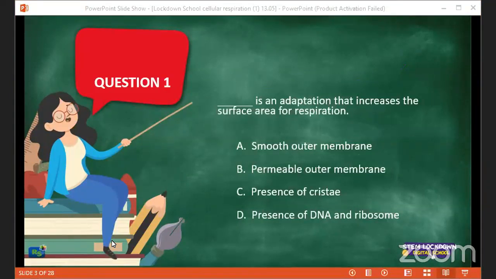So now this question is based on the mitochondria, if you are perhaps lost. It's asking about the adaptation of the mitochondria that increases surface area for respiration. Is it the smooth outer membrane? Is it the permeable outer membrane? Is it the presence of cristae, or is it the presence of DNA and the ribosome?